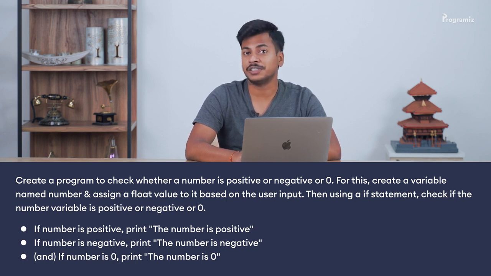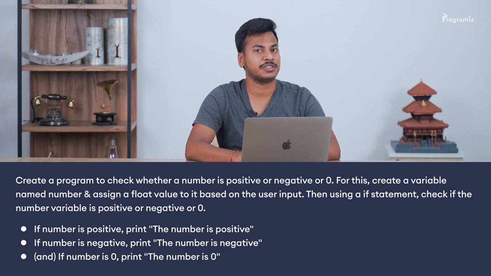If the number is positive, print "the number is positive." If the number is negative, print "the number is negative." And if the number is 0, print "the number is 0." You will find the answer to this question in our GitHub repository. I posted the link in the description below.